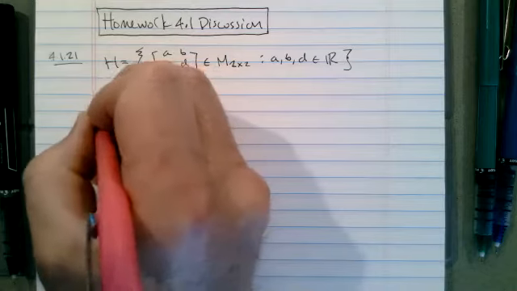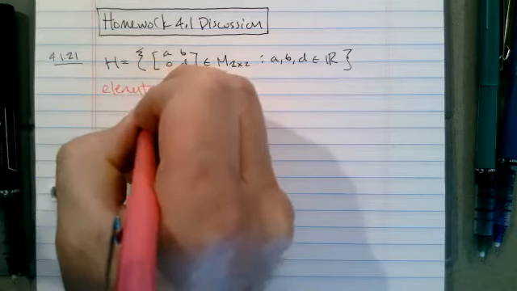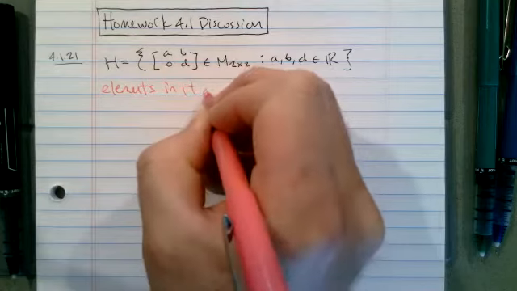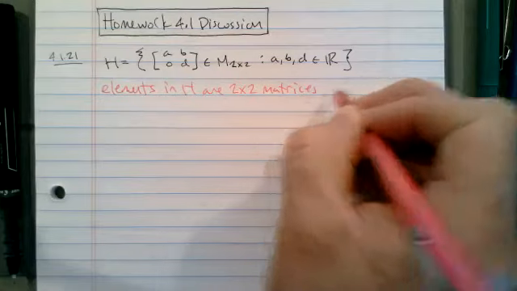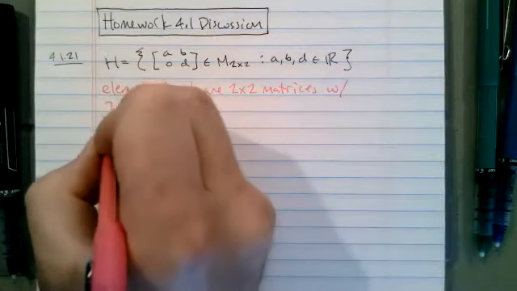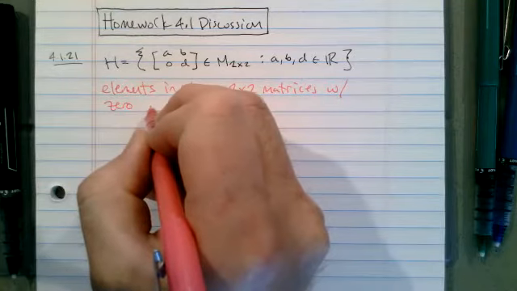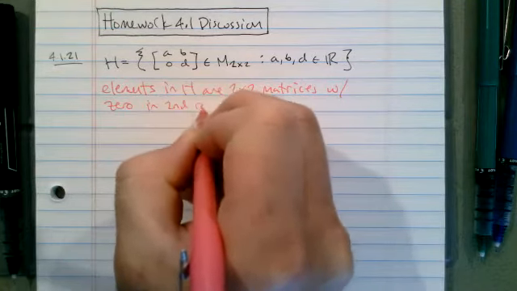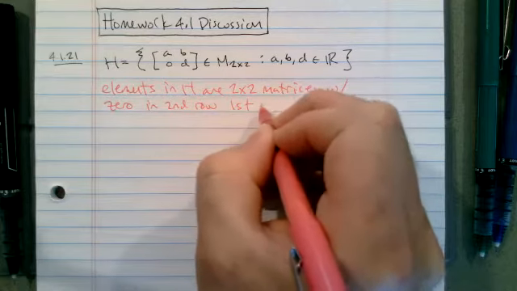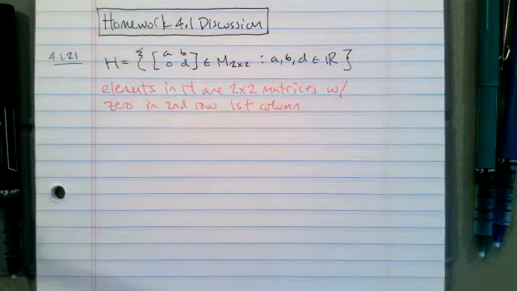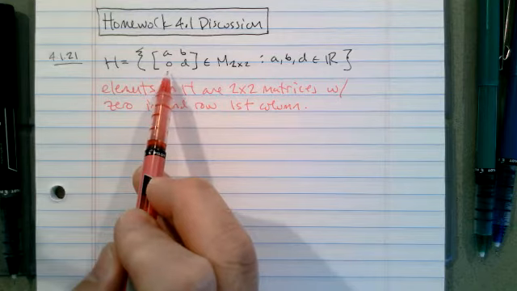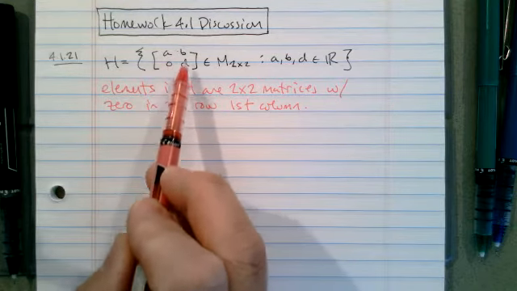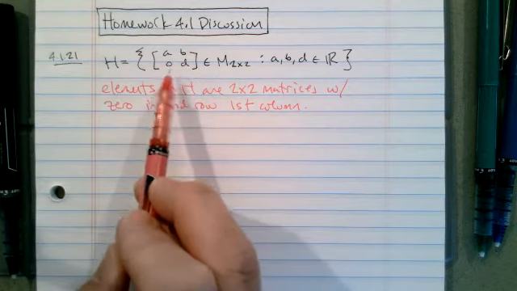So elements in H are 2 by 2 matrices with a 0 in the second row, first column. Now note that A, B, and D can all be 0 as well. It's just that this entry, the second row, first column entry, has to be 0. A, B, and D can be whatever they want, but we have to have a 0 there.